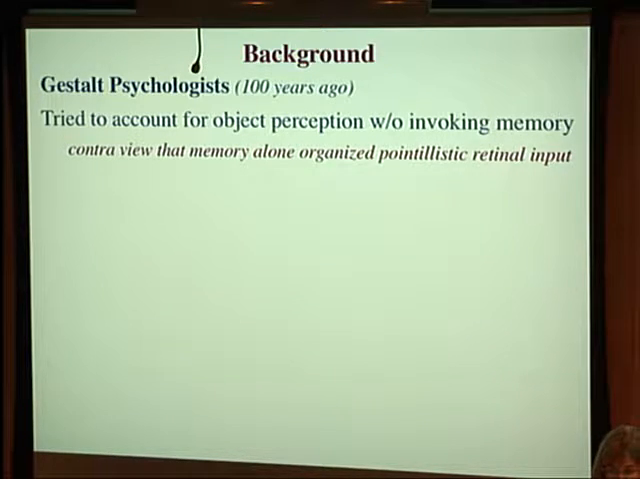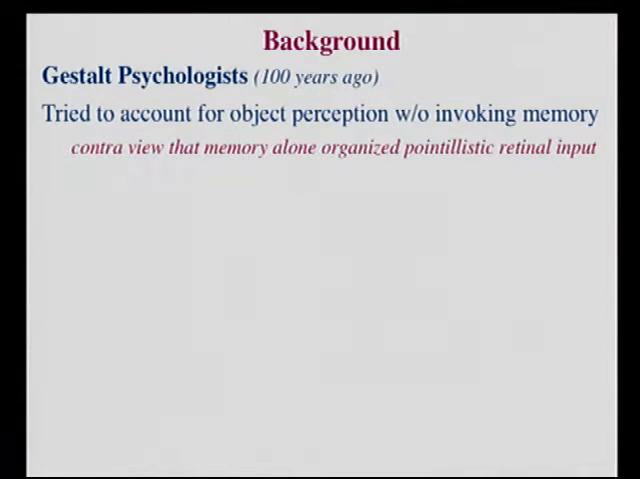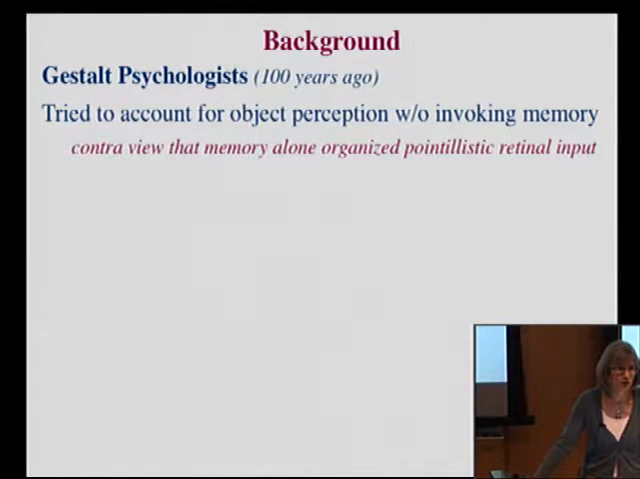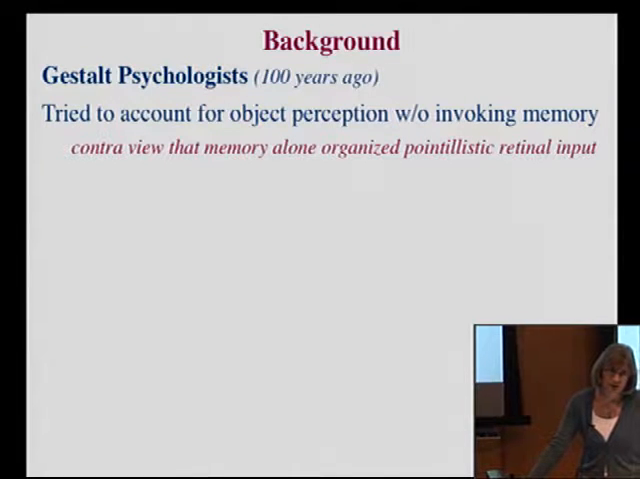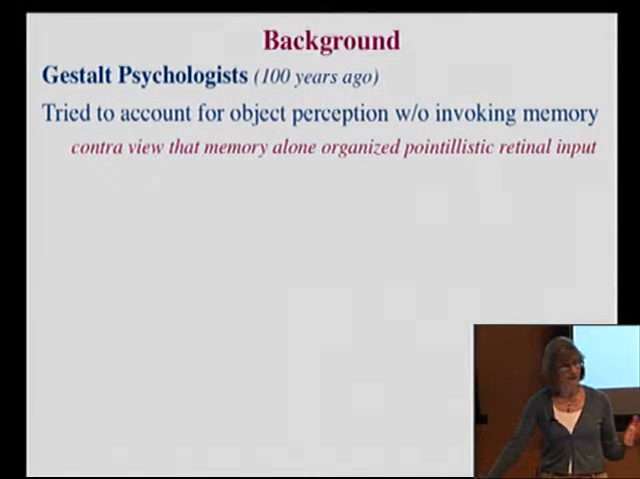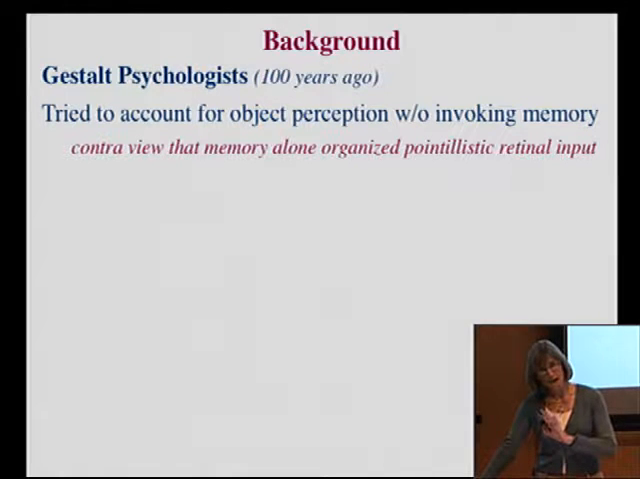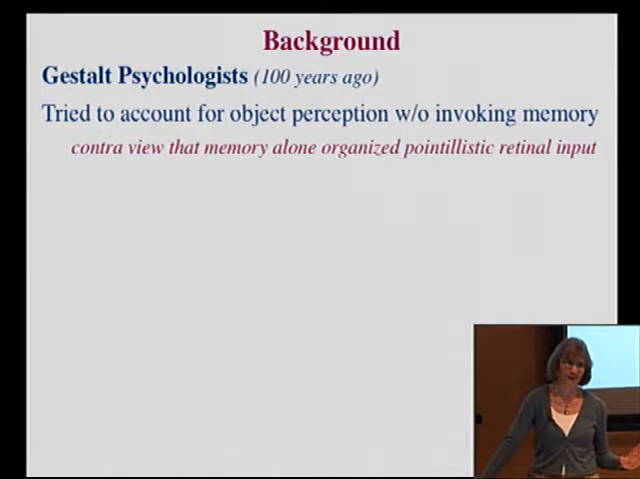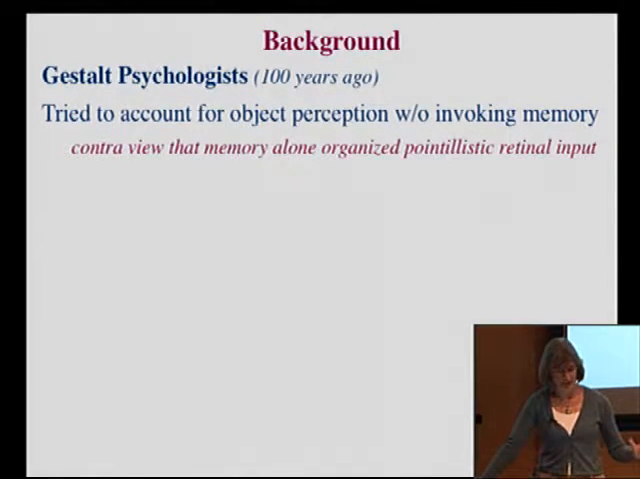So just to give you a little bit of background, about 100 years ago, in fact it was in 1912, the Gestalt psychologists came into vogue in the field of perceptual psychology. They tried to account for all of object perception without using past experience at all. They were doing this because they were reacting against a tradition that accounted for all of object perception only using past experience. And that was an untenable position.